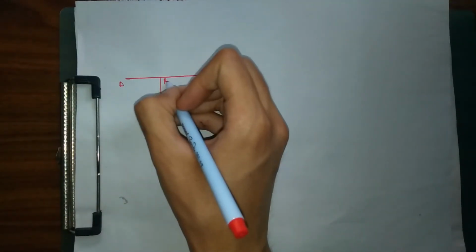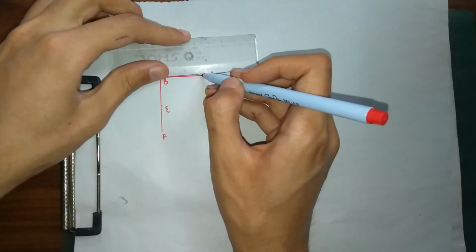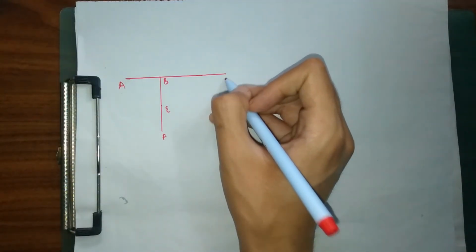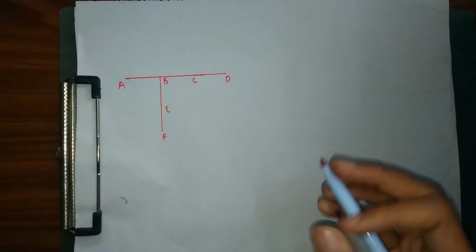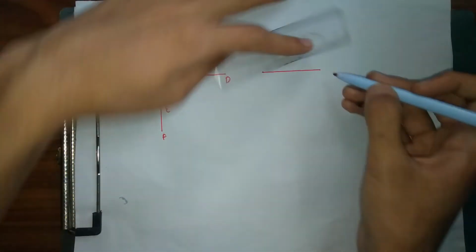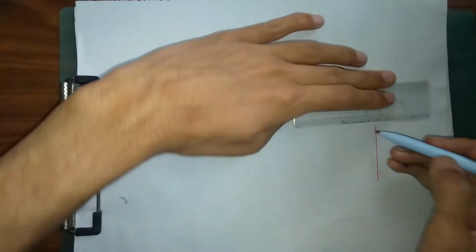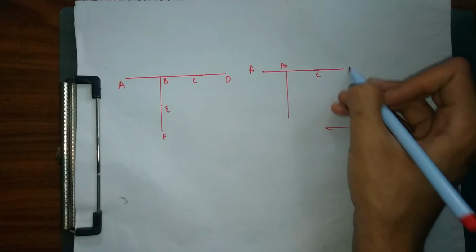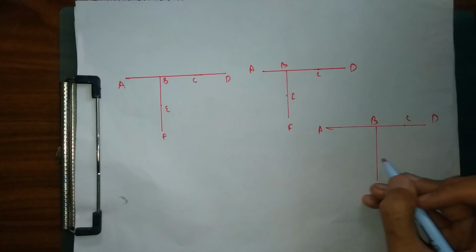This is my A, this is my B, this is my F, and I have my E over here, and this is going to be my point D, and this is going to be my point C of internal hinge. So B, C, D. I have simply drawn this. Let me draw two more, one over here and one more over here. Points A, B, C, D, E, F.